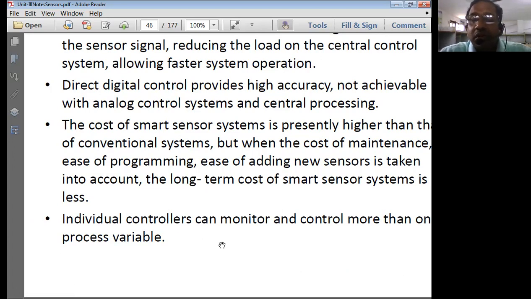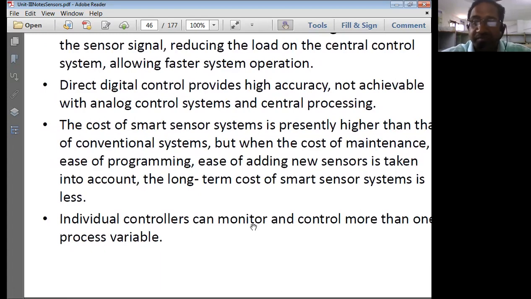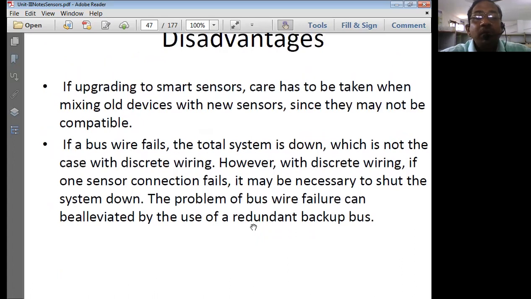So that individual control is simply monitoring and controlling more than one process variable coming from different transducers. That is an advantage. So what is the disadvantages part going to be now?